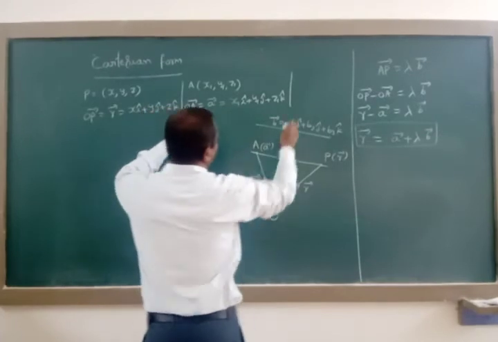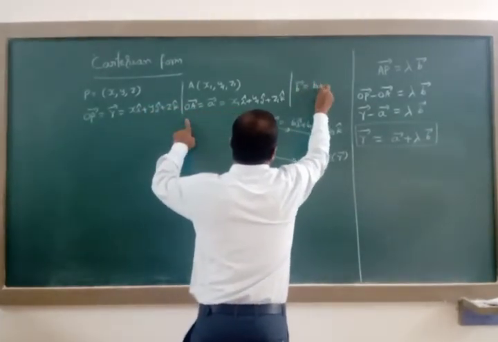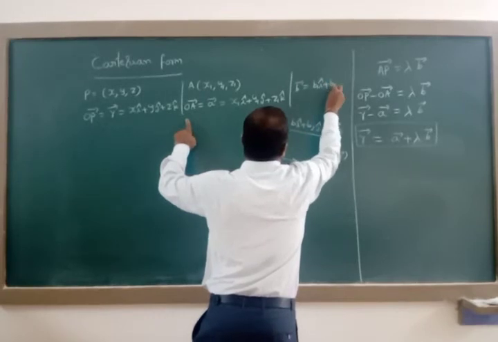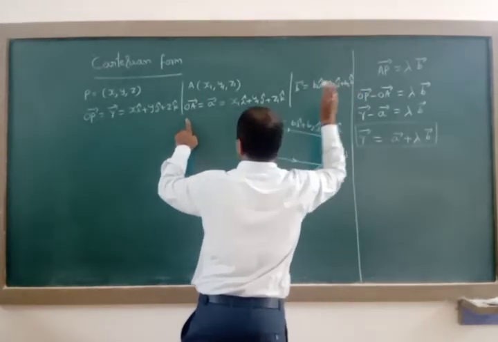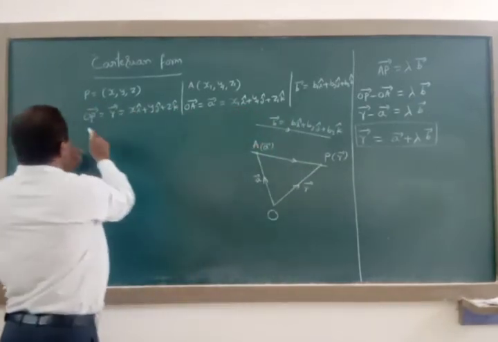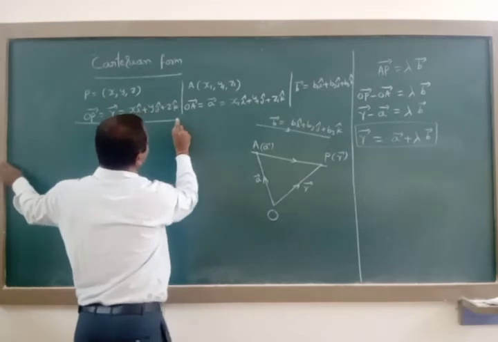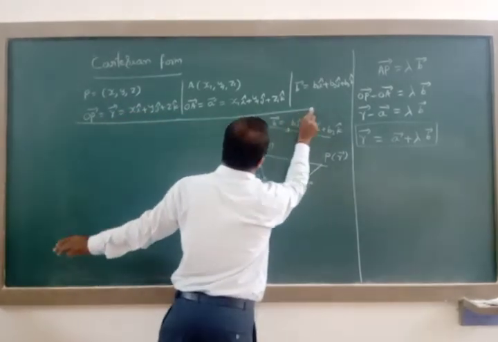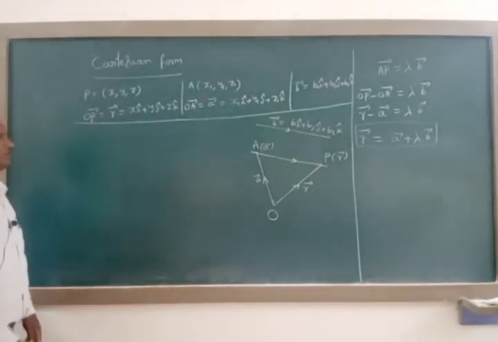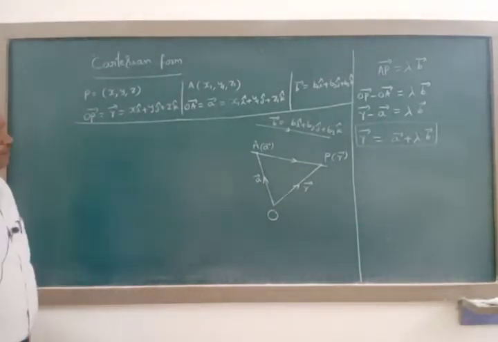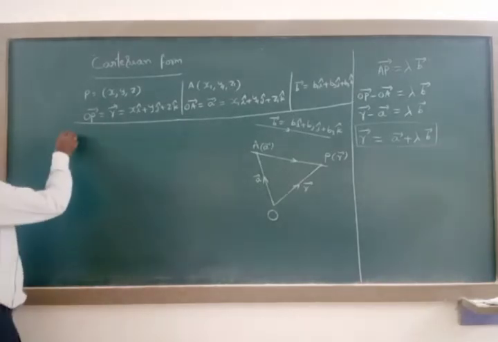Next one is B vector parallel to B vector. B vector is equal to b1 i cap plus b2 j cap plus b3 k cap. Substitute all the three vectors in the vector form of the equation of a straight line. What is the vector form? R vector is equal to A vector plus lambda into B vector.